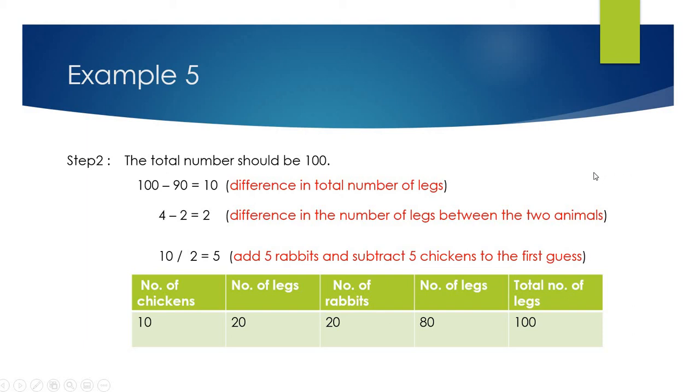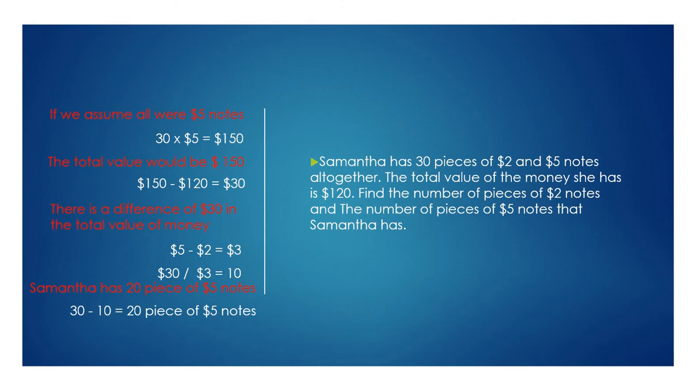Let's solve another task. Samantha has 30 pieces of $2 and $5 notes altogether. The total value of the money she has is $120. Find the number of pieces of $2 notes and the number of pieces of $5 notes that Samantha has. Let's solve this problem by using another method. This method is a little tricky and yet fun once you have enough practice.